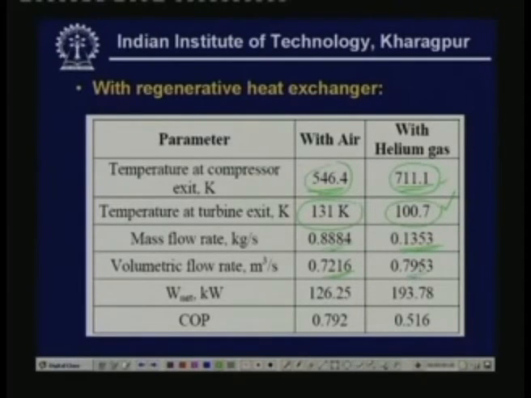Next, net work input. There is a big difference because the compressor exit temperature is very high for helium and the Cp value is also high. You find that the required work input to the compressor is very high, even though the mass flow rate is low. As a result, the COP of the system is less with helium gas. So, you can see that by replacing air with helium, you are gaining by way of lower turbine exit temperatures and lower mass flow rates, but you are paying by means of lower COPs.